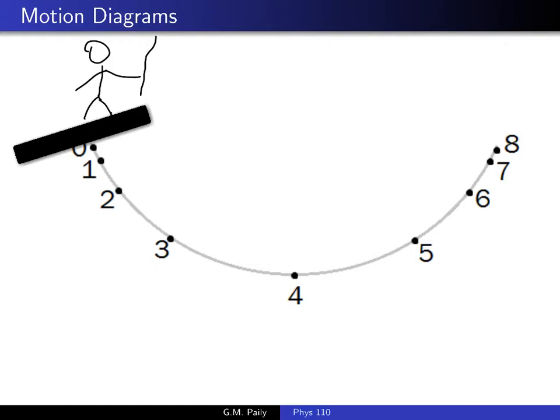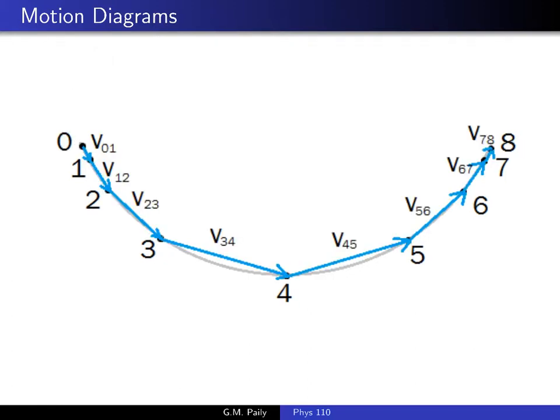Let us try drawing the velocity and acceleration arrows. Here are the velocity arrows. Indeed, we can see that their lengths are getting larger up to the midpoint and then getting smaller. However, unlike previous examples, we notice that the direction of the arrows does not stay constant. The direction of v23 is not the same as the direction of v34.